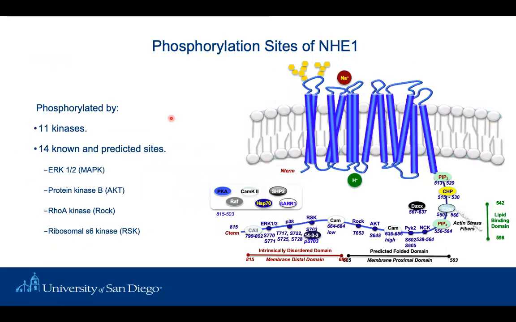NHE1 is phosphorylated by 11 kinases, and there are 14 known and predicted sites. The kinases that we focused on in my experiments were MAPK, AKT, RhoA, and RISC. MAPK, RhoA, and RISC phosphorylate NHE1 to turn on transporter function, while AKT phosphorylates NHE1 to turn off function.